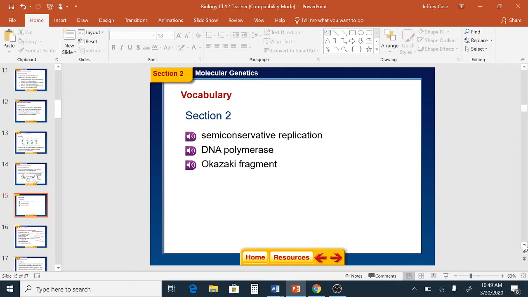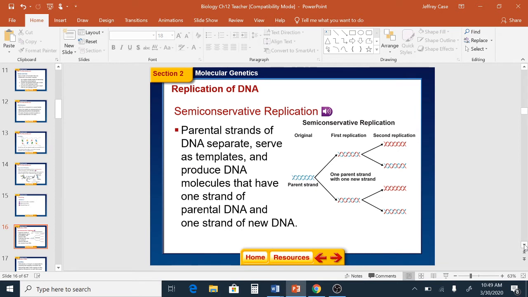Section 2 vocab: semi-conservative replication, DNA polymerase, and Okazaki fragments. First up, semi-conservative replication. Parental strands of DNA separate, serve as templates, and produce DNA molecules that have one strand of parental DNA and one strand of new DNA.